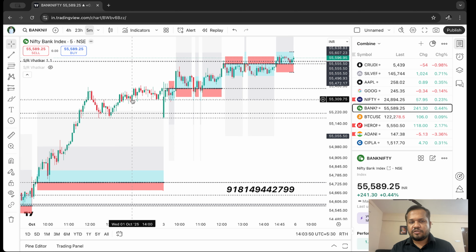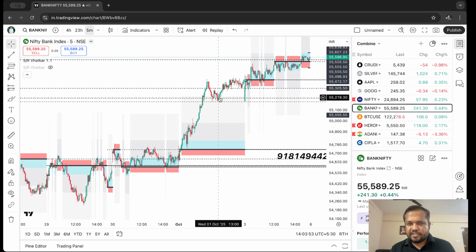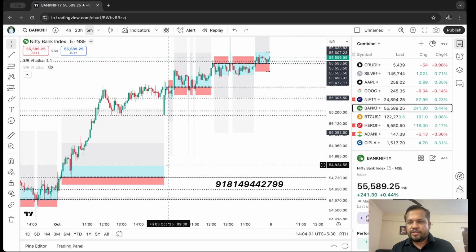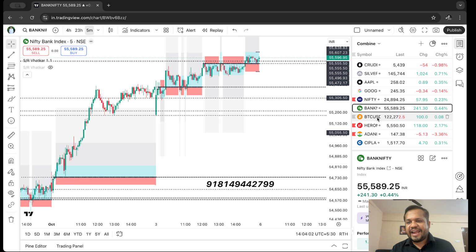If you look at this, the market is taking resistance from this price. This line indicates that the market is going back from this line. So you can use this in that way as well.